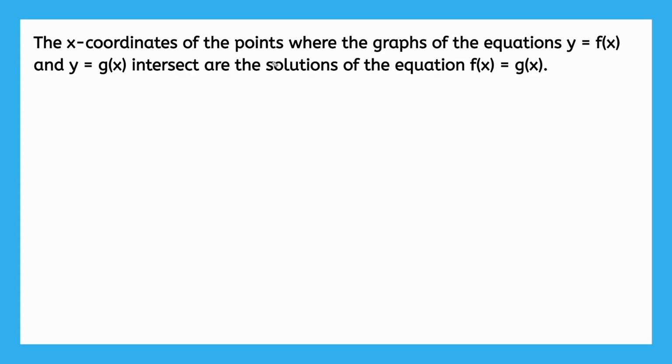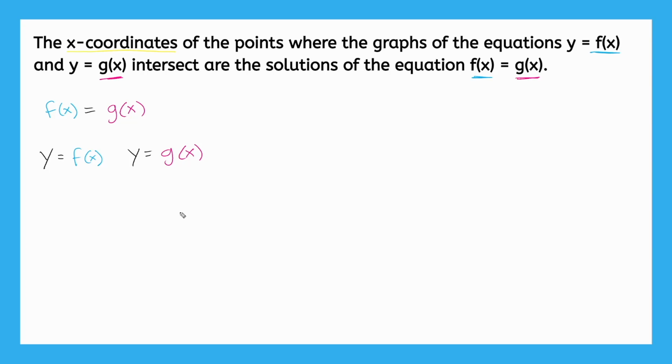All right, let's take a moment to convince ourselves this statement is true. The statement goes, the x-coordinates of the points where the graphs of the equations y equals f of x and y equals g of x intersect are the solutions of the equation f of x equals g of x. Let's take a moment to dissect what this is telling us. If we have some equation with two functions, f of x equal to g of x, we can rewrite this as two functions where we set f of x equal to y and g of x equal to y. So let's go ahead and do that. We have y equals f of x and y equals g of x. The statement tells us that if we graph these two functions and look at the intersection points, or the x-coordinates of the points where the graphs intersect, we'll have the solution to our original equation.